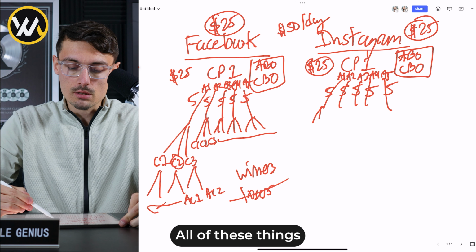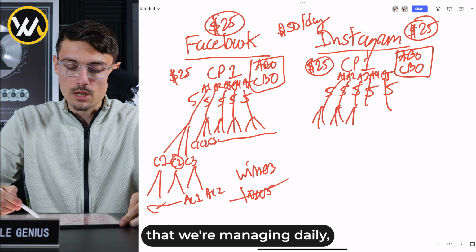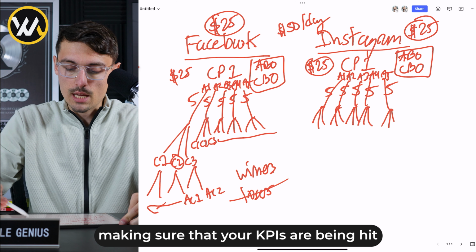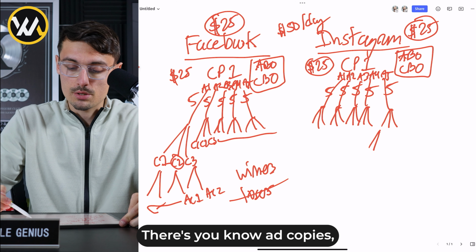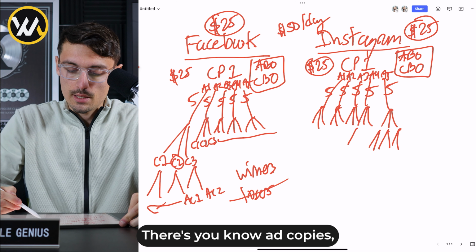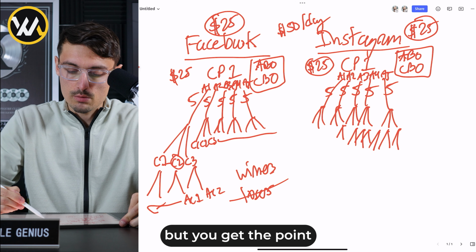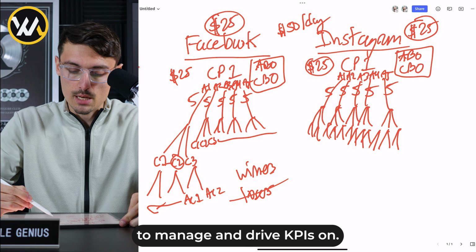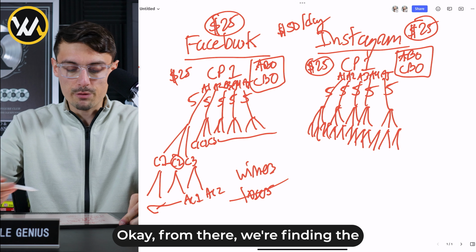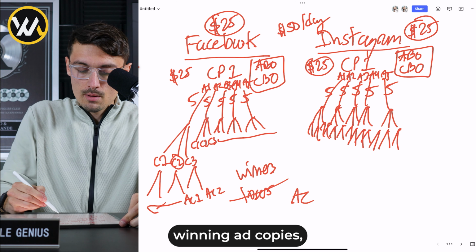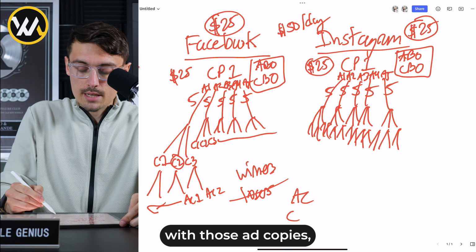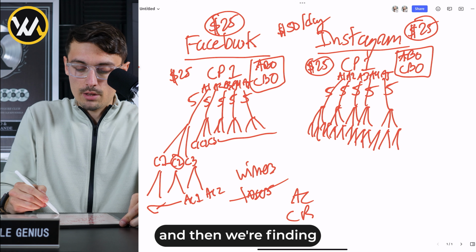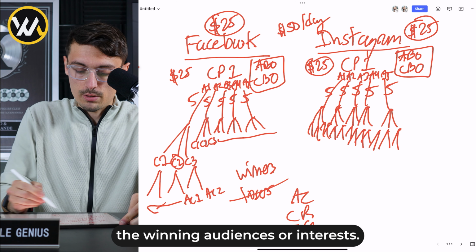All of these things are going on in the back end that we're managing daily, making sure that your KPIs are being hit. And from there, there's ad copies. And I'm not going to draw all these, but you get the point of all the things that we have to manage and drive KPIs on. Okay. From there, we're finding the winning ad copies, the winning creatives with those ad copies, and then we're finding the winning audiences or interests.